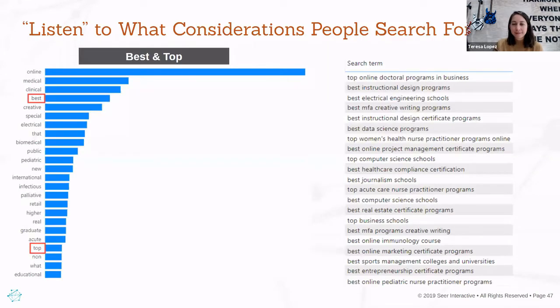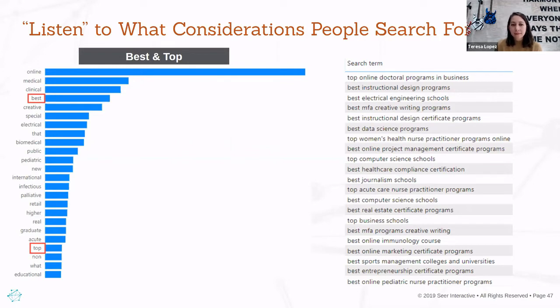So go to the next one here. So what does this look like in real life? These are some screenshots from Power BI, and this is literally just listening to what considerations people are searching for. For one of our clients, a larger education client, we ran all their queries through Power BI, and we were just looking at n-grams to see what popped up the most.